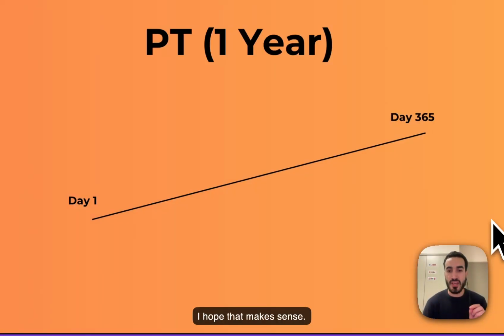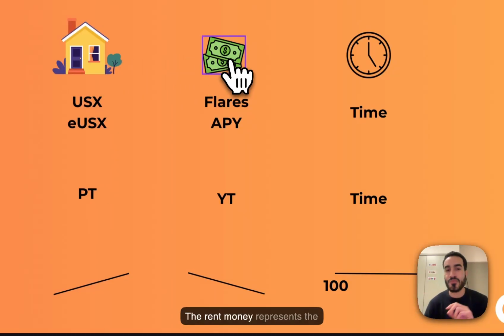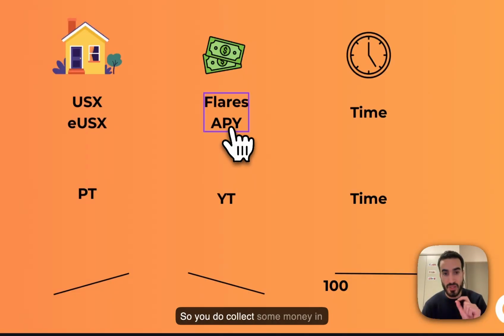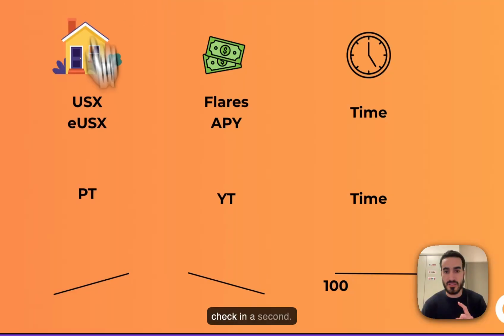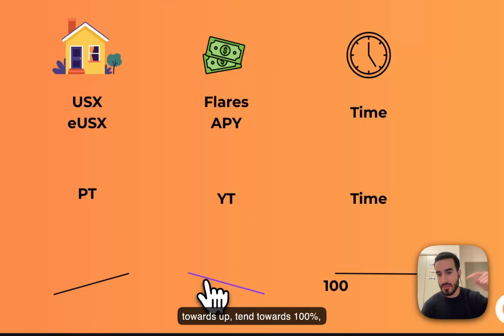I hope that makes sense. If we were to recap and kind of tie this back into Solstice, the house represents USX or EUSX, which is the asset. The rent money represents the flares that get generated from USX and EUSX, and the APY. So you do collect some money in the Solstice ecosystem by getting into YTs. And then time is the same, although there's different time zones, which we're going to just check in a second. So yes, as a recap, PTs tend towards 100%. YTs go down to 0 as the time finishes.